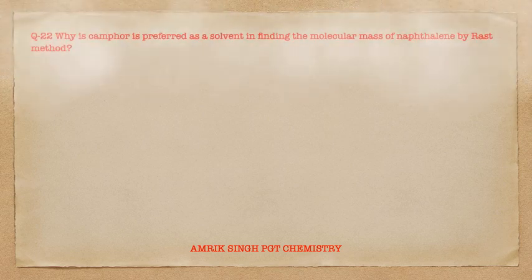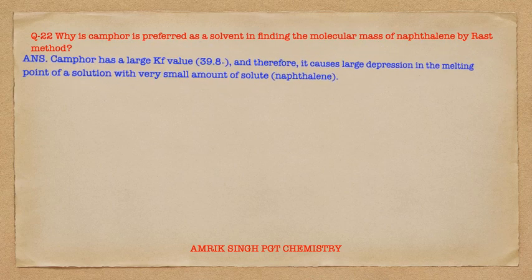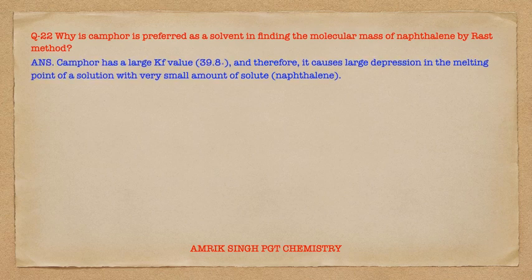Question number 22. Why is camphor preferred as a solvent in finding the molecular mass of naphthalene by the Rast method? Answer: camphor has a large Kf value and therefore it causes a large depression in the melting point of a solution with a very small amount of solute.